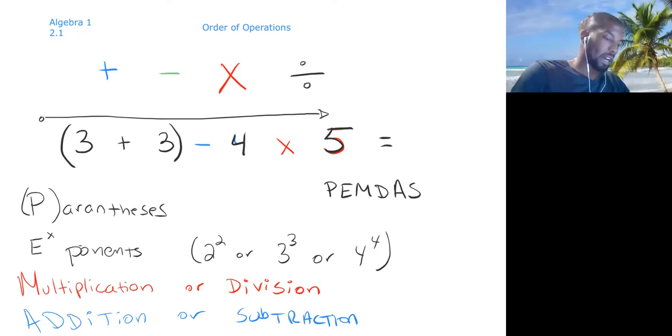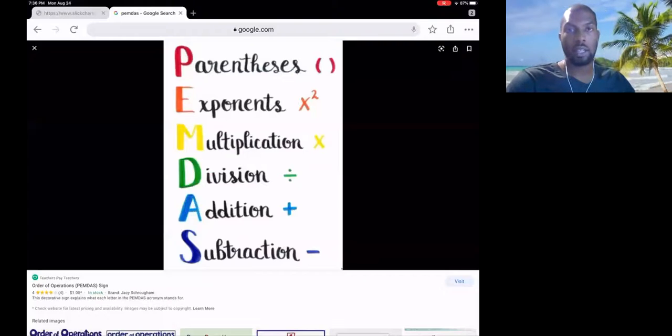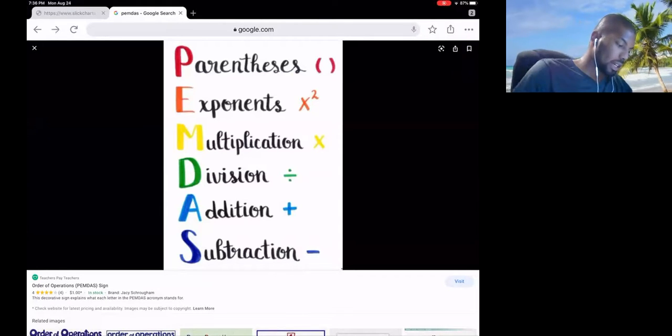Or I can show you some of the options online. So if you take a look here, you will see an anchor chart of what that looks like. You do your parentheses first, then your exponents, your multiplication or division, your addition, and then your subtraction. And again, multiplication, division, and addition and subtraction, it's whichever ones come first. I'll show you what that means in a second.